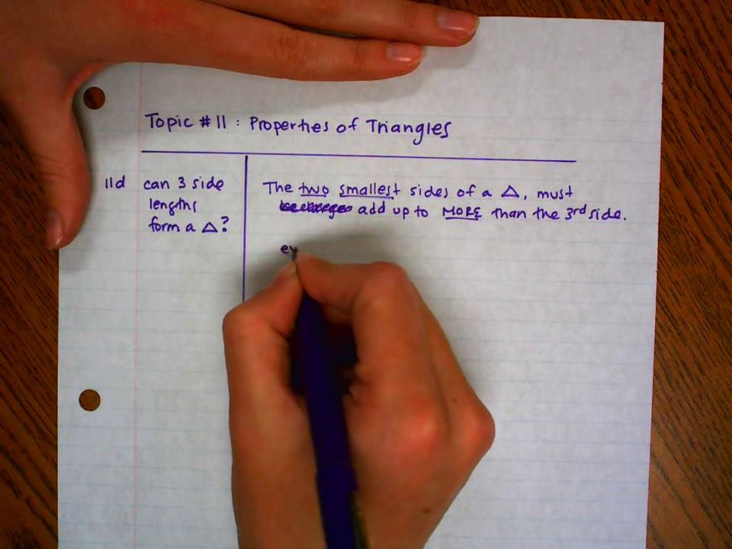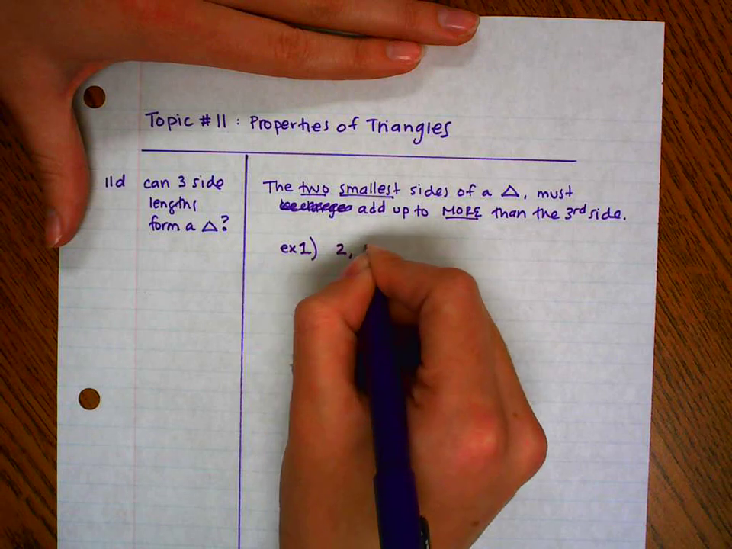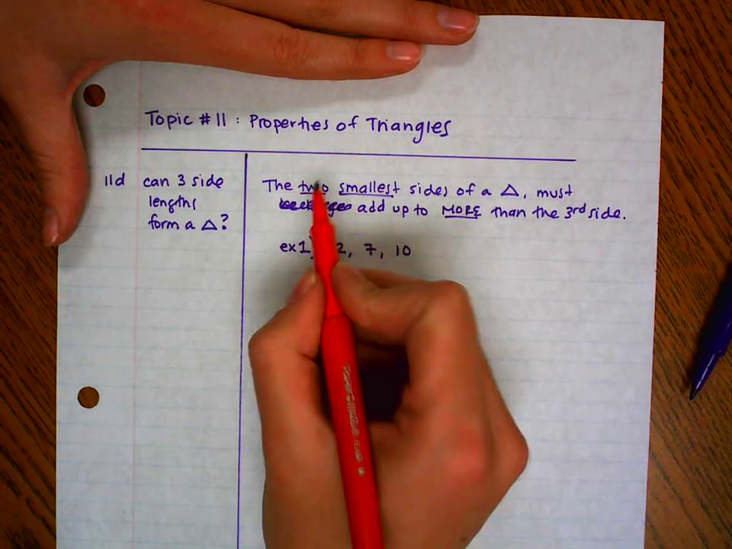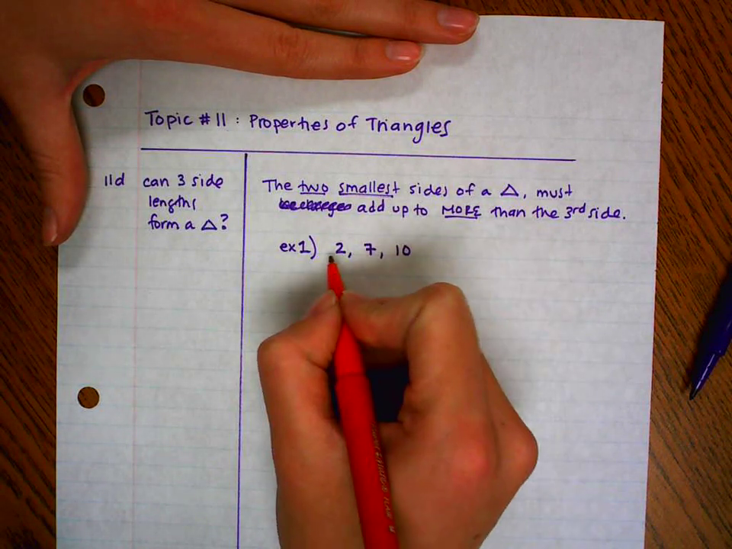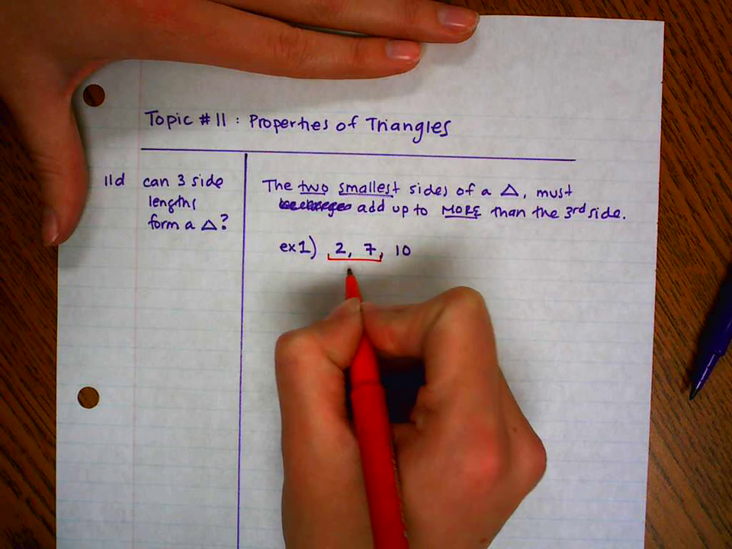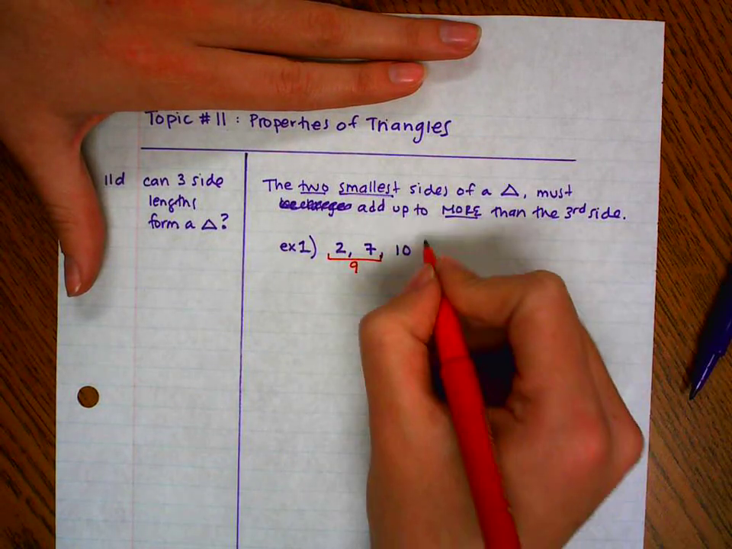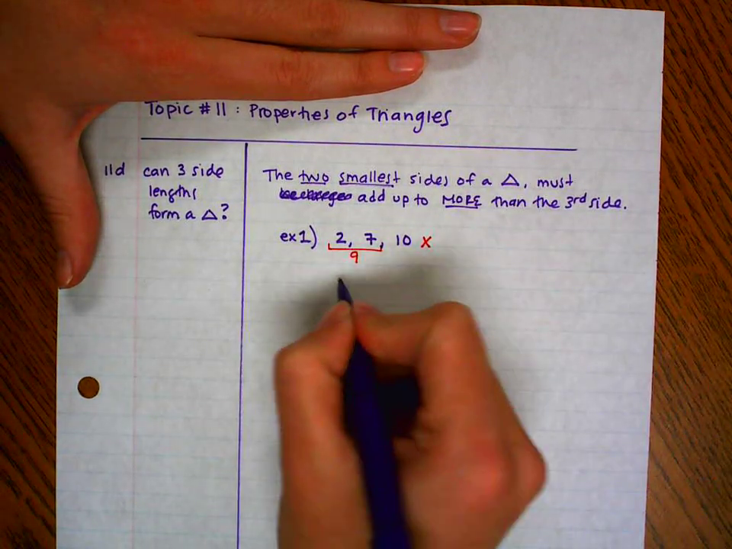So here's example 1. Our 3 side lengths are going to be 2, 7, and 10. Well, we know that the 2 smallest sides of a triangle have to add up to more than the third side. Well, 2 and 7, the 2 smaller sides, add up to 9. That's not more than the third side, so these 3 side lengths are not going to form a triangle, and let me show you why.